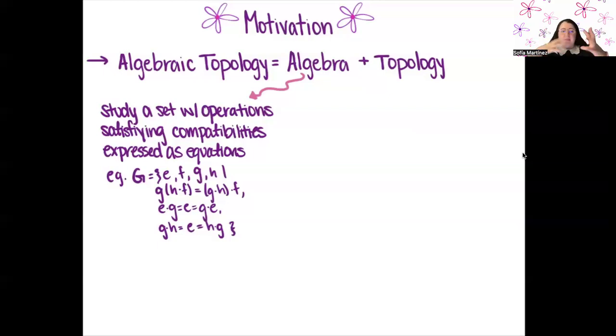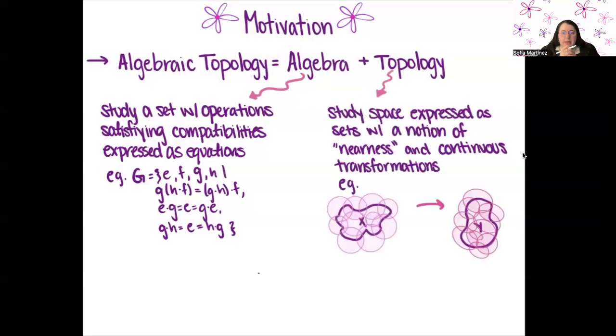So you have a set with some operations, and you want to understand how these operations interact with one another and how they interact with the elements, right? So this is what one should maybe think of when we talk about algebra. When we talk about topology, we are really talking about a study where we study spaces, which are expressed as sets, and there's a notion of nearness, and there's a notion of continuous transformations between these sets.